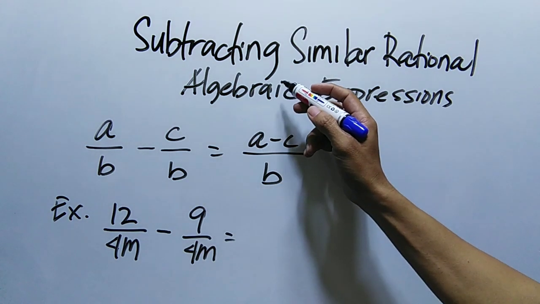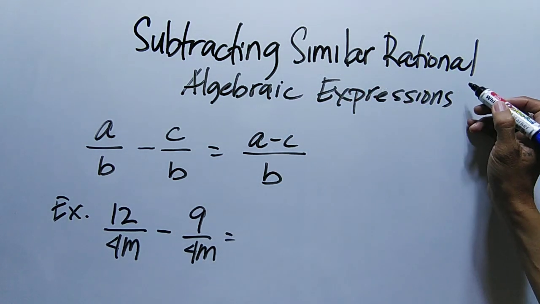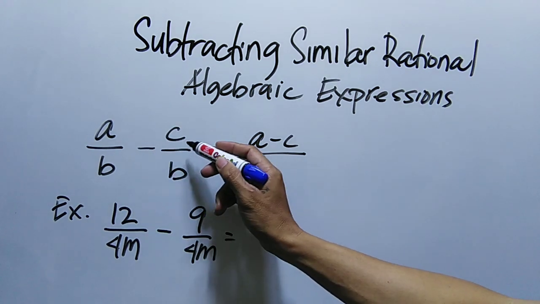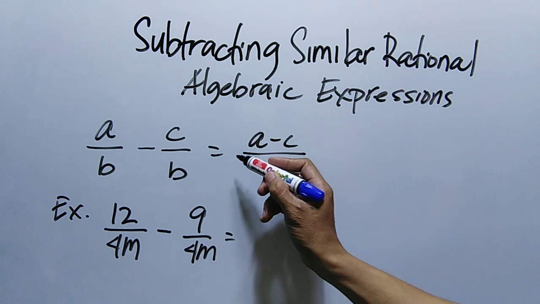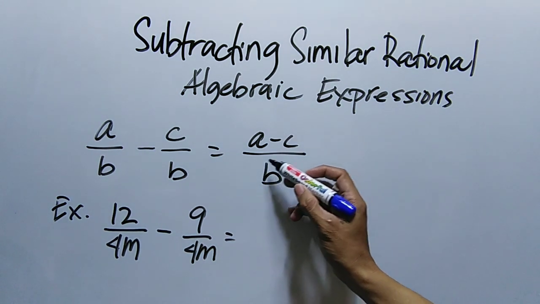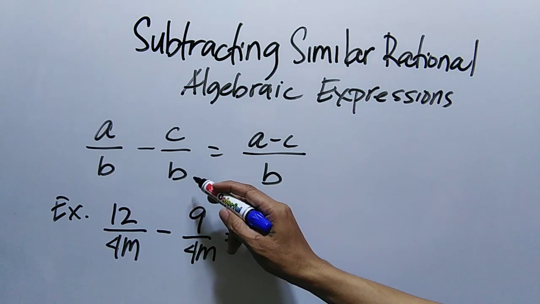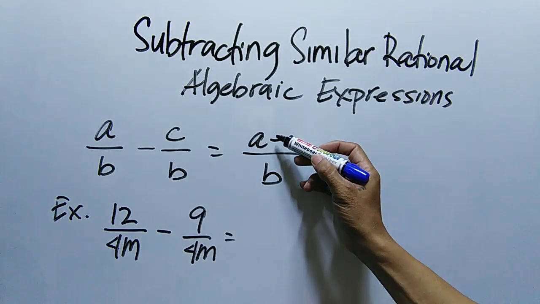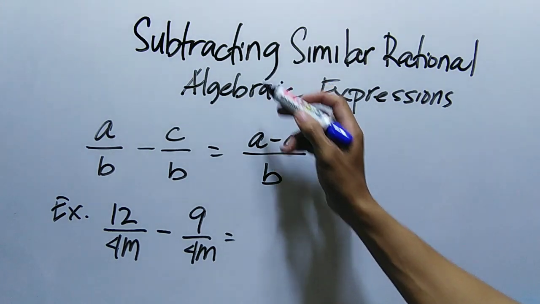Okay, this is our topic, subtracting similar rational algebraic expressions. A over B minus C over B, so that is equal to A minus C over B. So, copy natin yung common denominator. Ang ginawa natin sa numerator ay i-subtract. Okay? Kasi subtracting tayo eh.